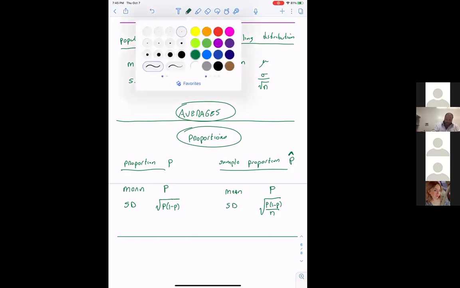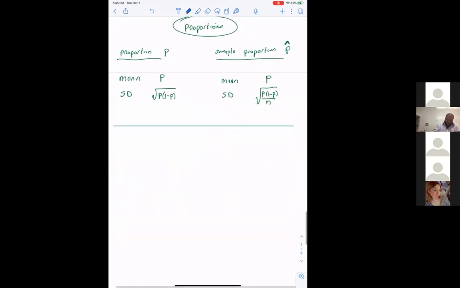So let's do an example to illustrate this. It says here, although over 50% of American adults believe that breakfast is the most important meal of the day, only about 30% eat breakfast daily. Select an SRS, a simple random sample, of 1,000 American adults.